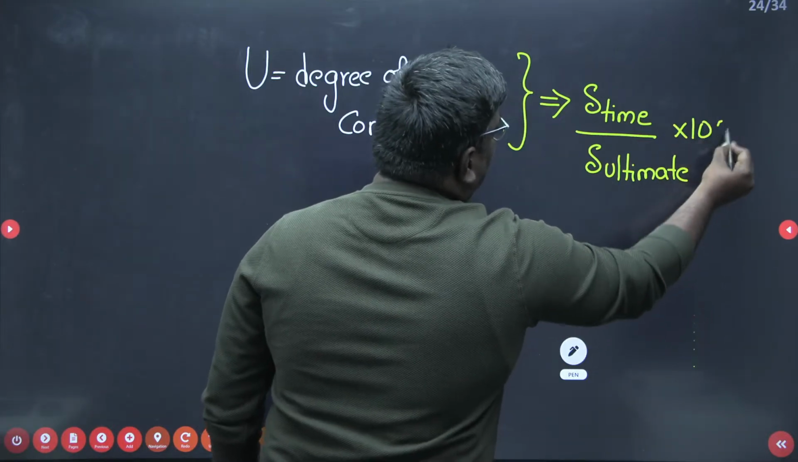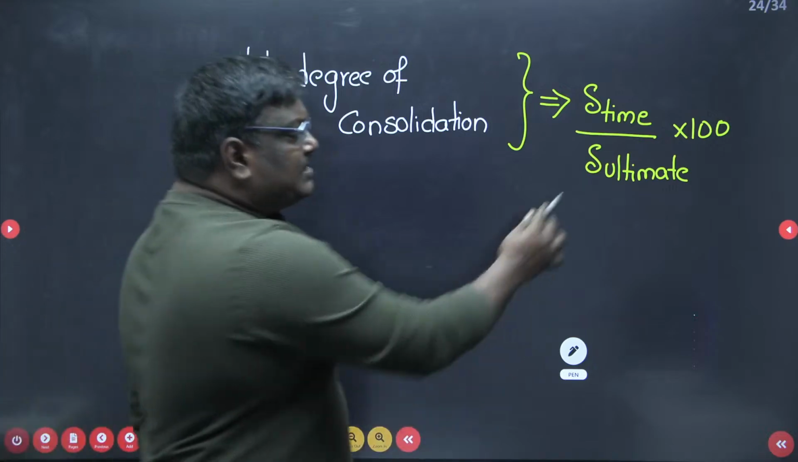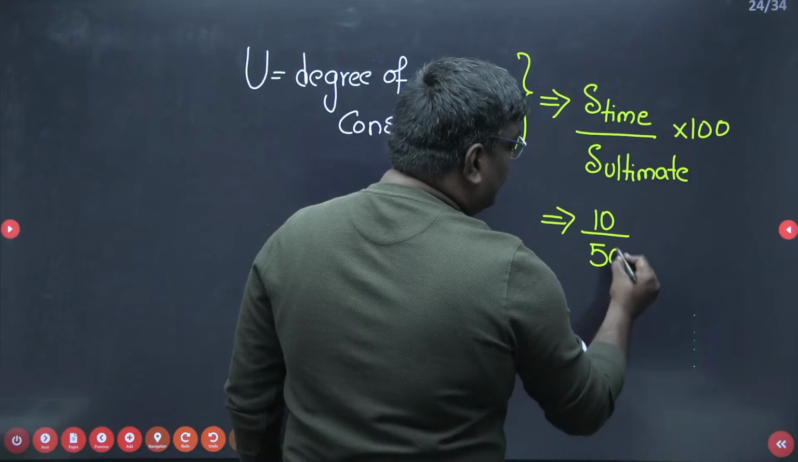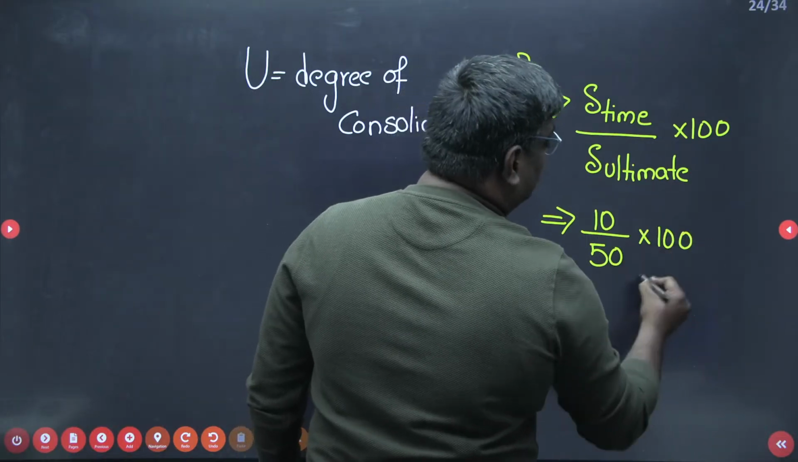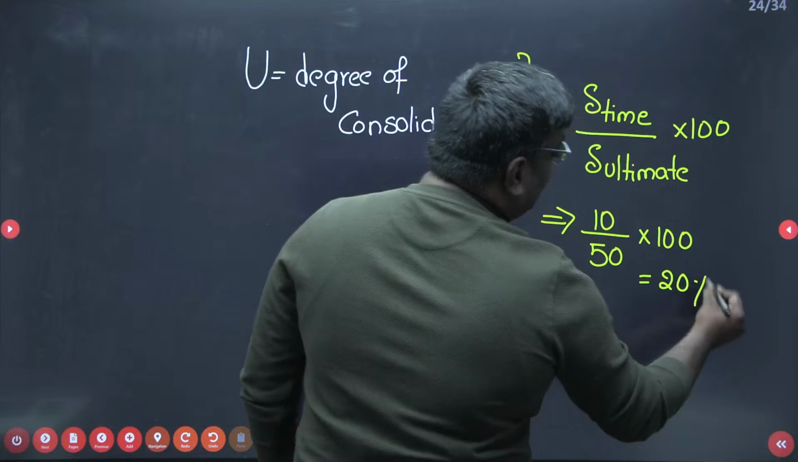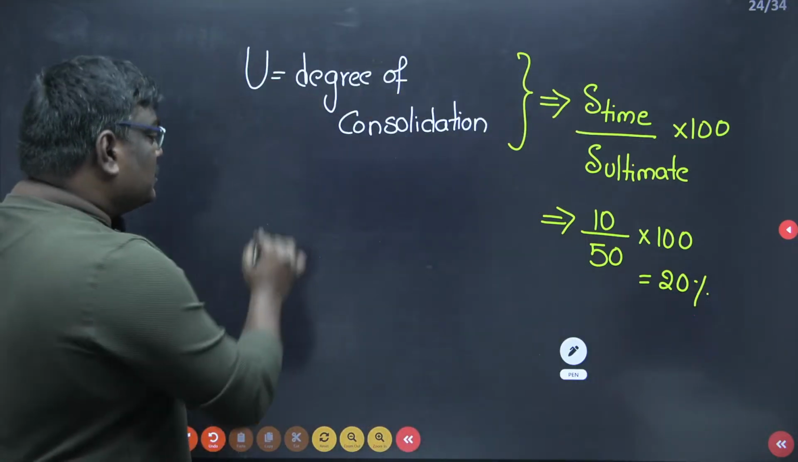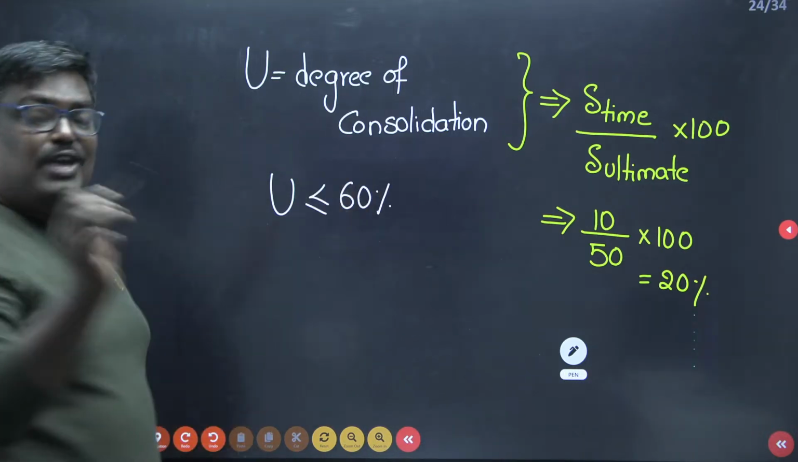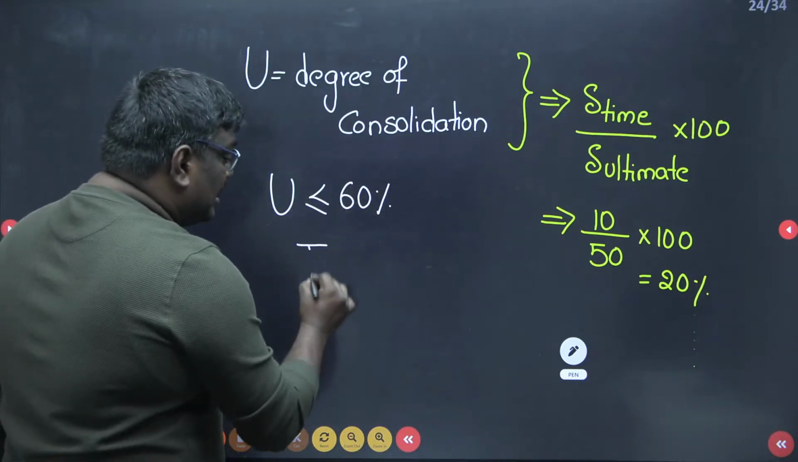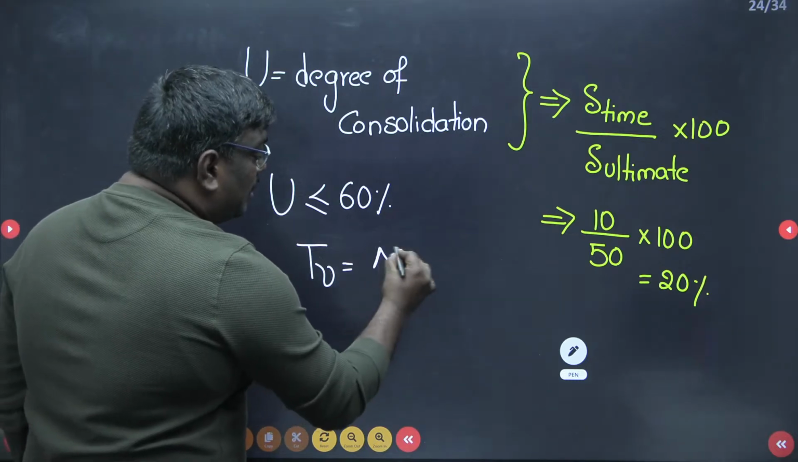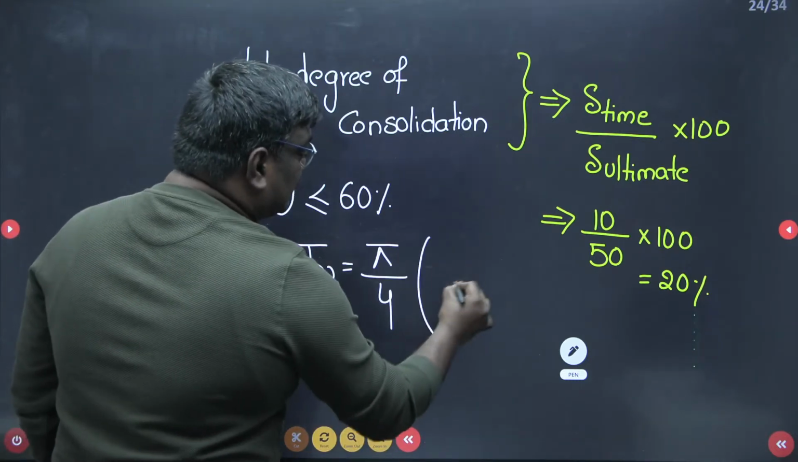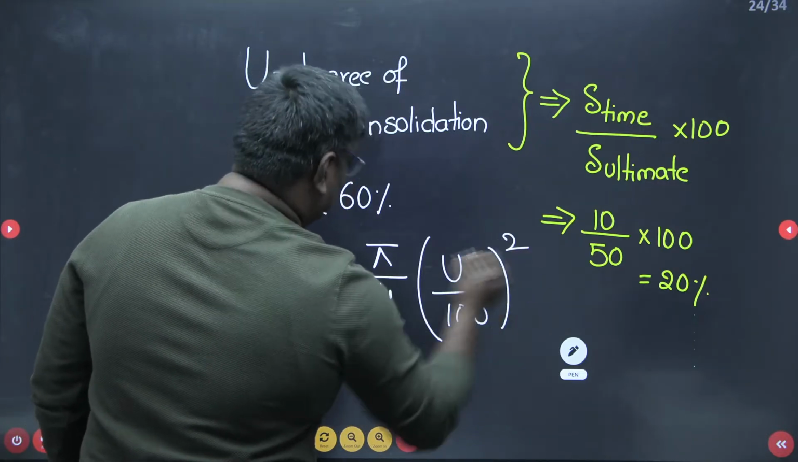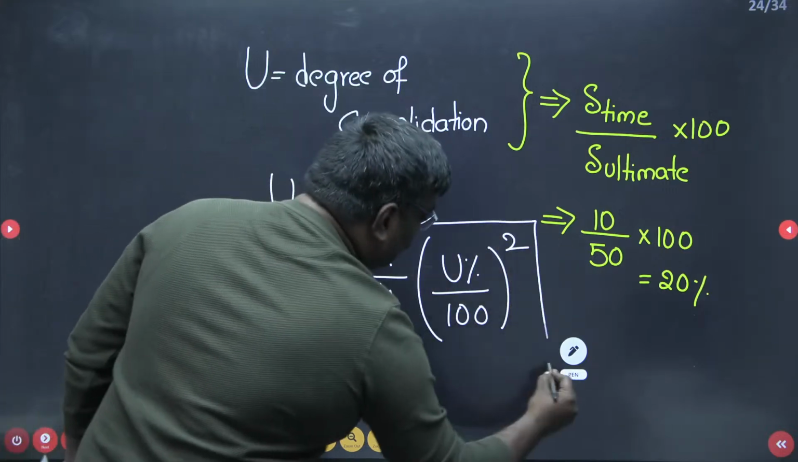So settlement at a time is given as 10 mm and ultimate settlement is given as 50 mm. So 10 upon 50 into 100 gives the degree of consolidation here as 20 percentile. Now my dear students, if the degree of consolidation is less than or equal to 60 percentile, we have a formula for time factor. Time factor is given by the formula pi by 4 into U percentile upon 100 whole square.